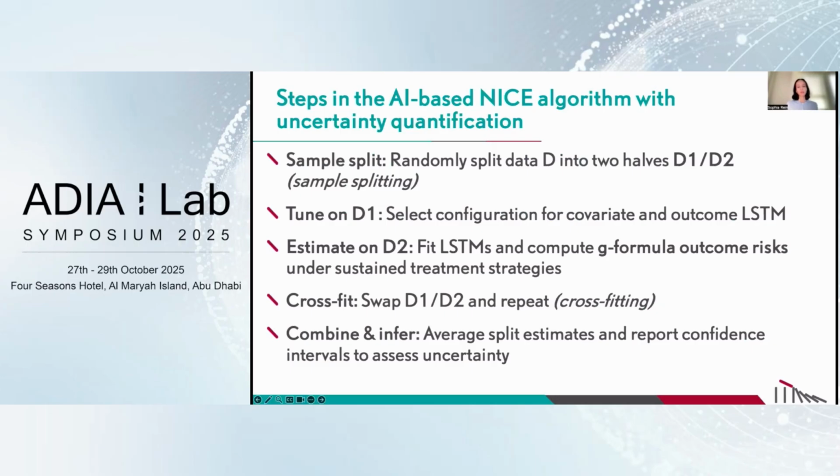Then we perform cross-fitting, which involves swapping the roles of the first and second half of the data and repeating the process. And at the end, the split estimates will be averaged and confidence intervals can be reported to assess uncertainty.